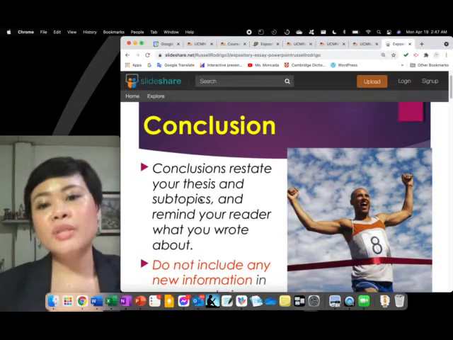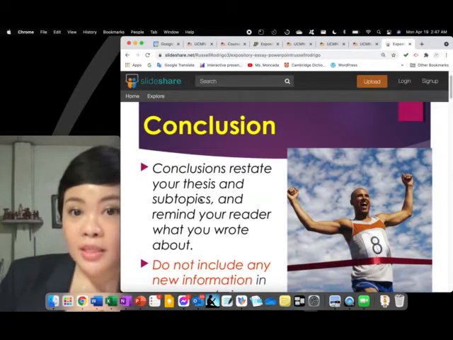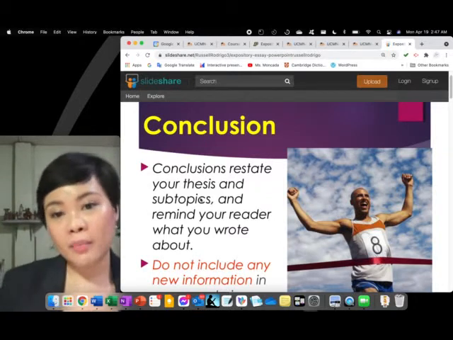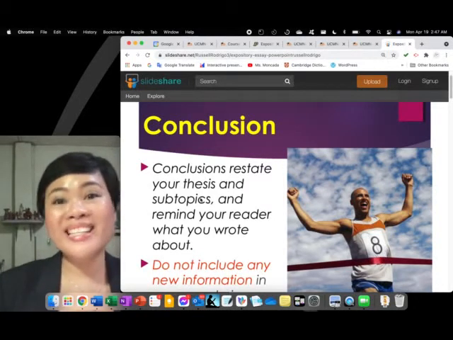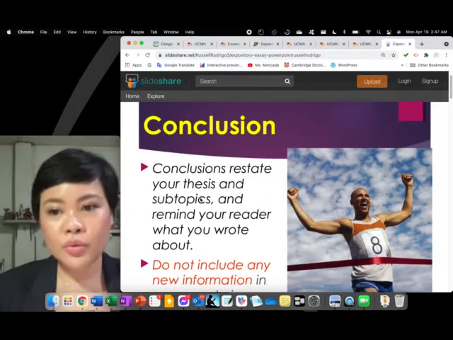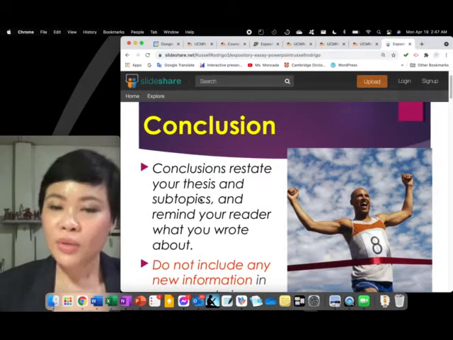The conclusion should restate your thesis and your subtopics, but state it in a way that is different from the introduction and the body paragraphs. Do not reiterate or copy the exact words that you have used earlier, okay? And of course, what is it for?